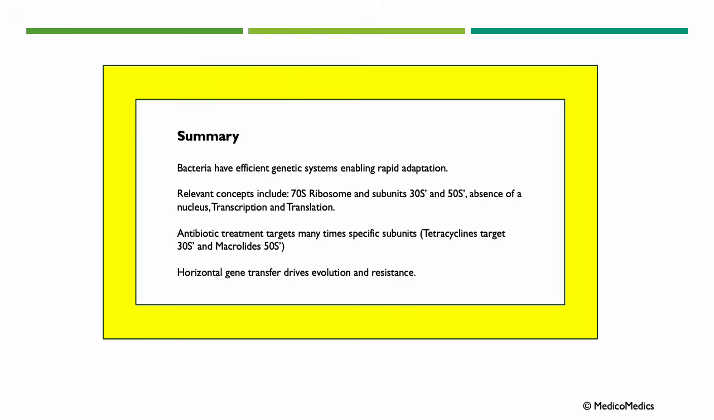So in summary then, bacteria have efficient genetic systems enabling rapid adaptation. Relevant concepts from the lecture included the 70S ribosome. If you remember, for eukaryotic cells we had 80S, and for prokaryotic, like bacteria, we have 70S. And we have the subunits, 30S and 50S.